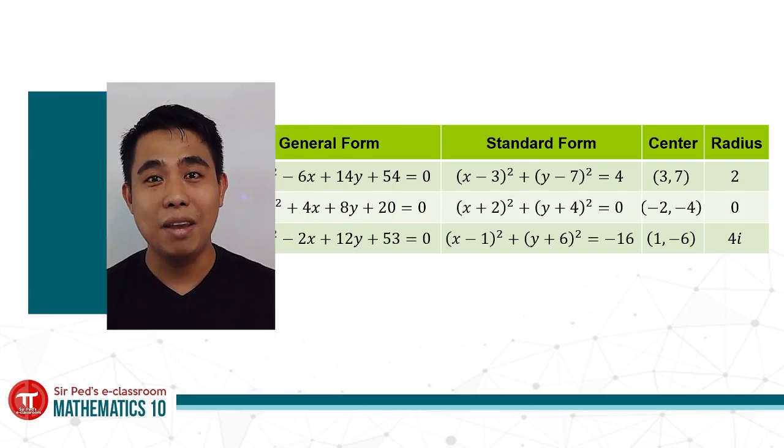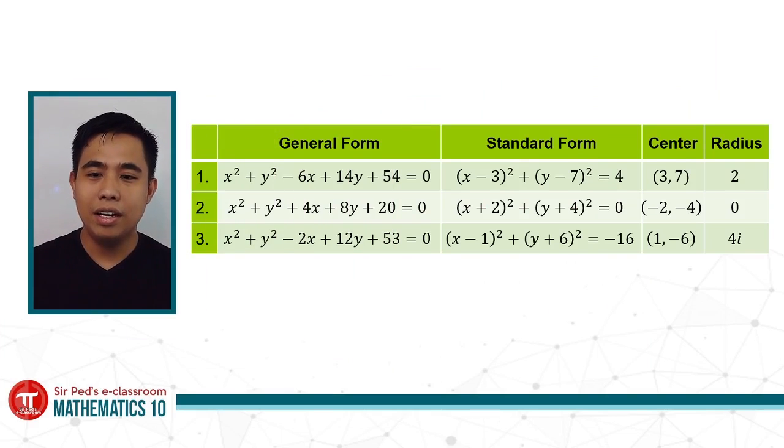In our previous video lesson, we talked about equations of a circle. Specifically, we wrote equations of a circle from standard form to general form and vice versa. In this video lesson, we'll be talking about sketching the graph of a circle in the Cartesian plane. But before we go to graphing, do you know how to determine if the graph of a circle exists or not? Let us consider the following table.